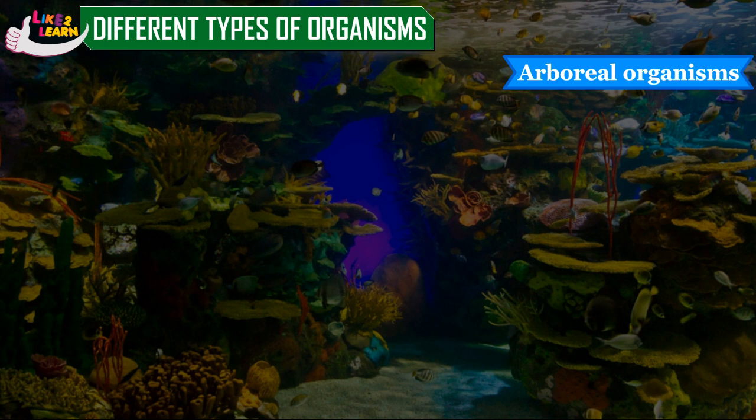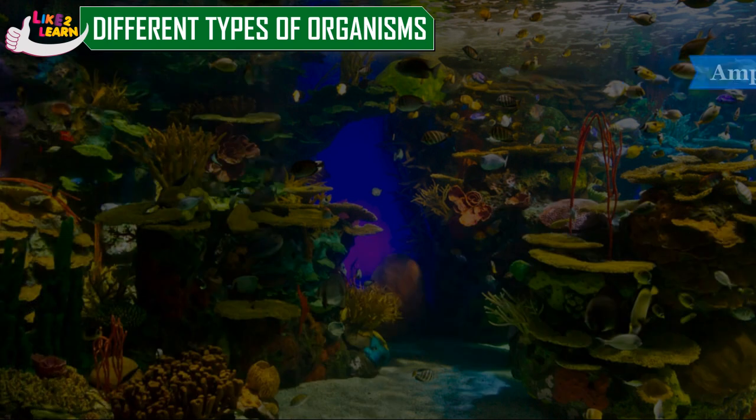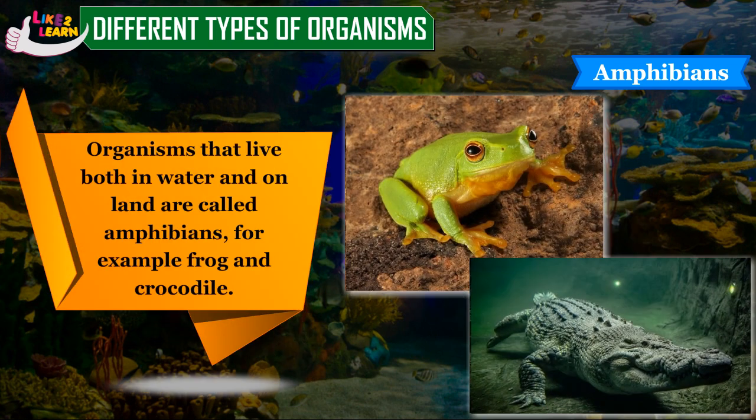Arboreal organisms. Organisms that spend most of their time on trees are called arboreal organisms. For example, monkeys and squirrels. Amphibians. Organisms that live both in water and on land are called amphibians. For example, frog and crocodile.